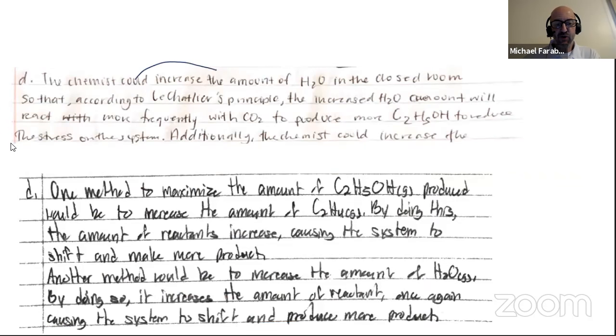This person says increase the amount of water or increase the amount of C2H4. We were already given instructions in the question that we're not allowed to add or remove chemicals. Again, pay attention to the stem of the question, read carefully so that you are answering the question that is being asked.